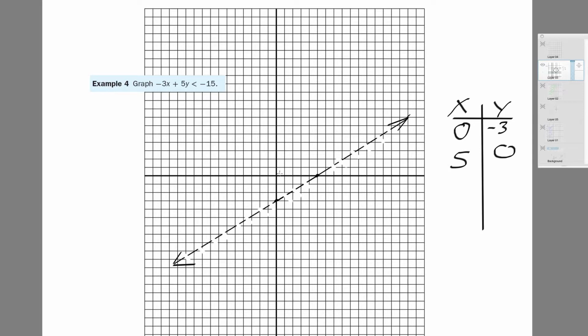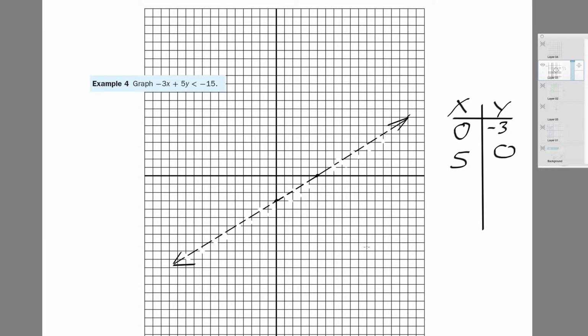So there's every reason in the world to pick something easy like 0, 0. And is 0 less than negative 15? Well, the answer to that is no, it's not. So it's over here. It's on the other side. It's down below this line.